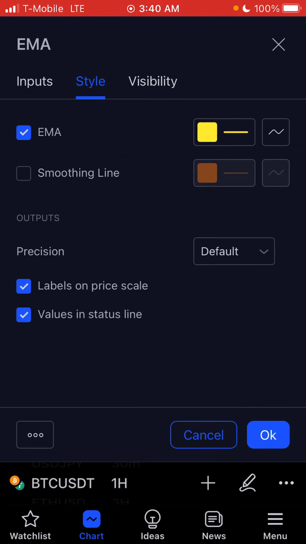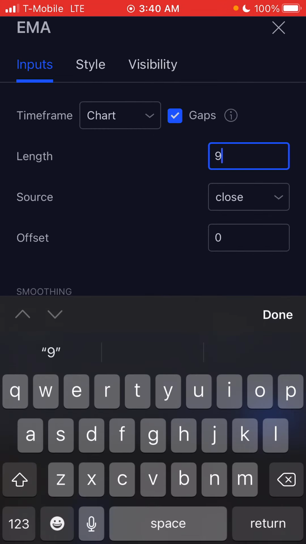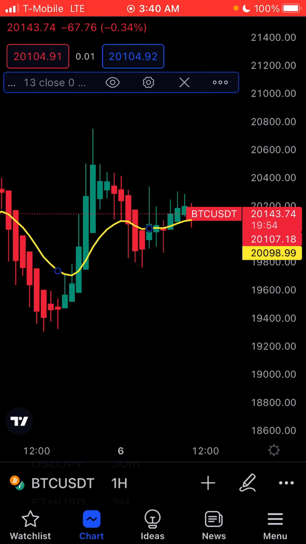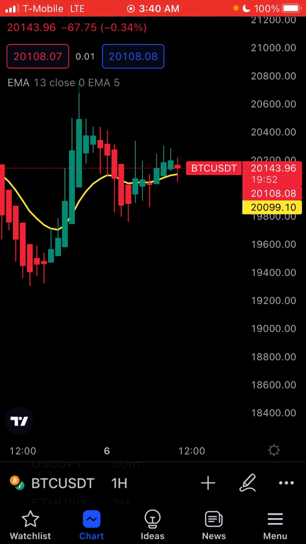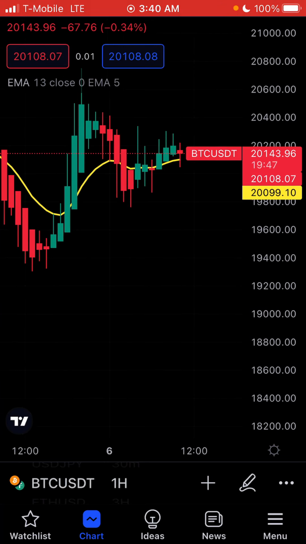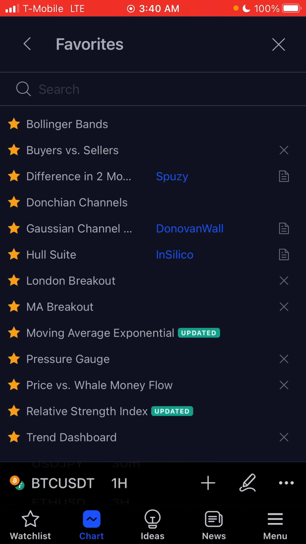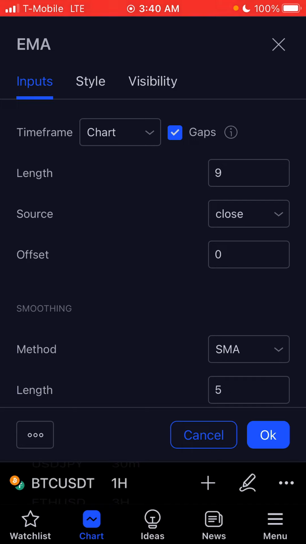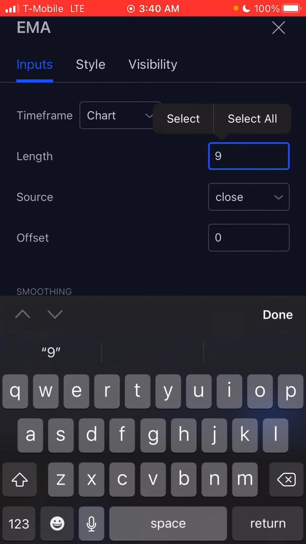Okay, so we have to change the input to 13. This is the first one. Now we're going to do a second EMA, and we're going to do the 48. So we're just going to do the indicator again. These moving average exponentials are free. These two are free, but the other one is a paid indicator. So now we have to change this to 48.